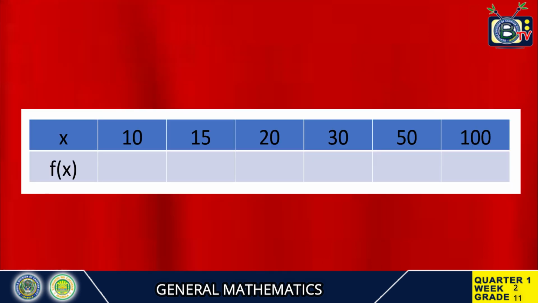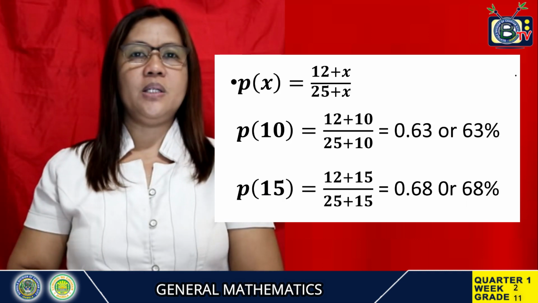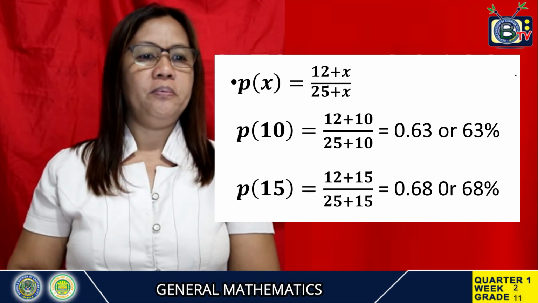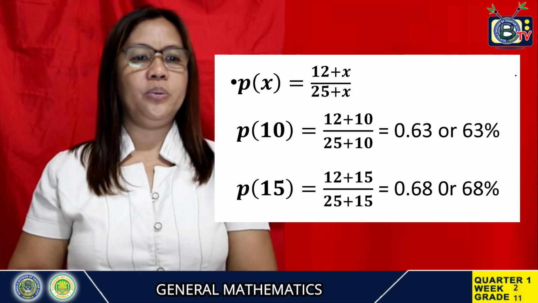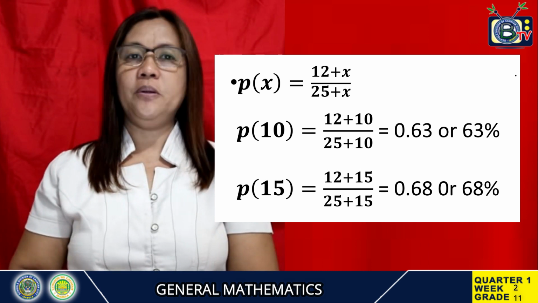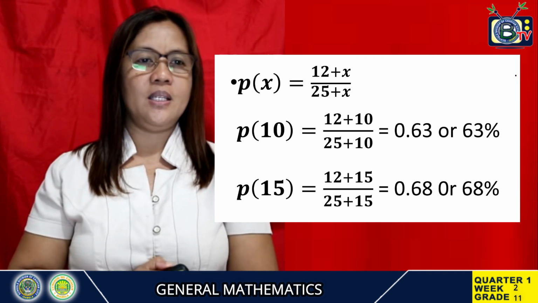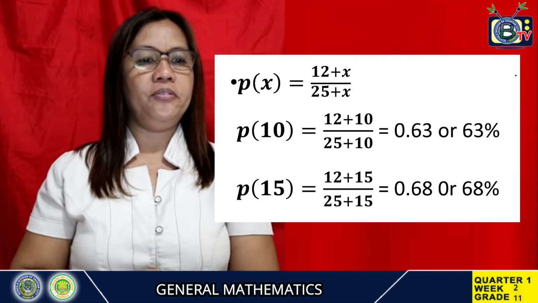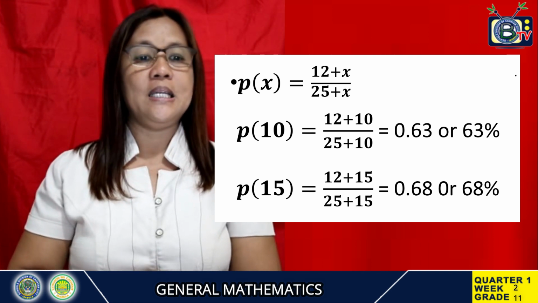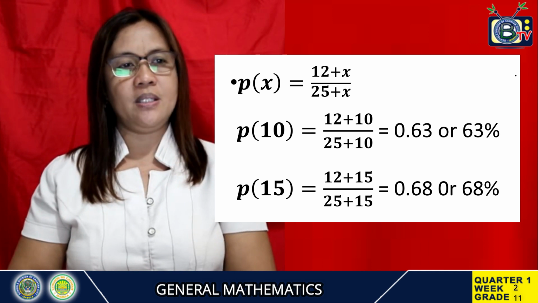So we have here the table. For X, we have 10, 15, 20, 30, 50, and 100. If X is equal to 10, P of 10 is equal to 12 plus 10 over 25 plus 10, which is equal to 0.63 or 63%. If X is equal to 15, P of 15 is equal to 12 plus 15 over 25 plus 15, which is equal to 0.68 or 68%.